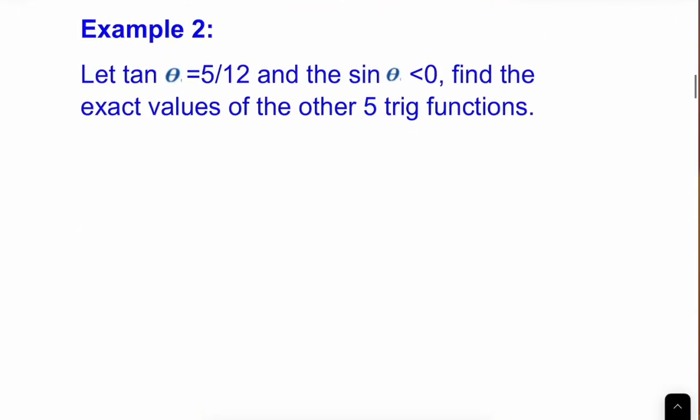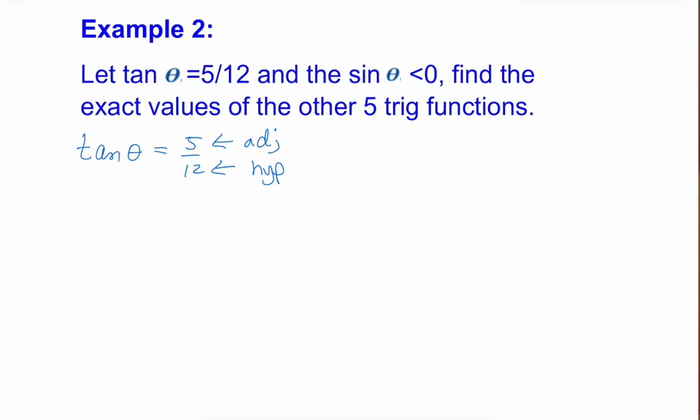Let's look at this one. Now in this one, it did not give us a point, but it told us that the tangent is 5 over 12 and that the sine is less than 0. So let's take a look at really what they told us. If the tangent is 5 over 12, this top number is related to our adjacent. This bottom number is related to our hypotenuse.